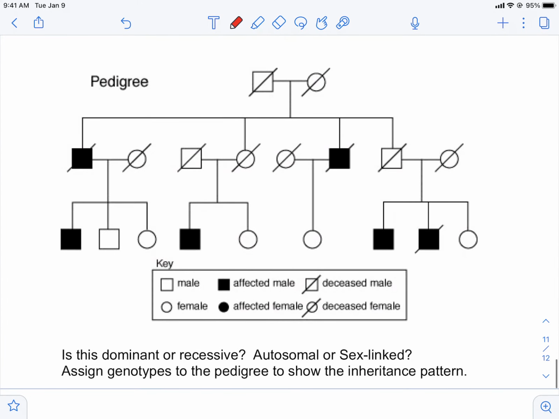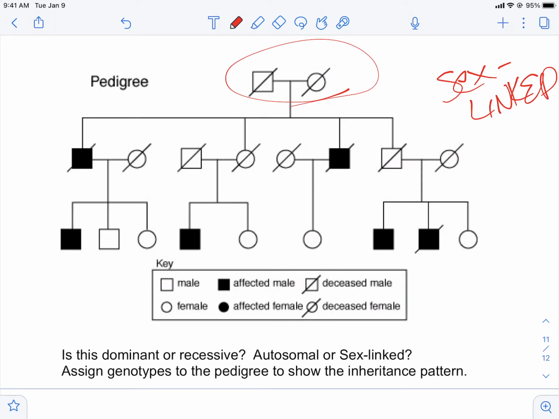So now let's do a pedigree. If you're dealing with a pedigree, first check, is it sex-linked or not? If it's sex-linked, you're going to see more guys than females or more females than guys. There's no females colored in, so this is sex-linked. The next thing is, is it recessive or is it dominant? Nobody's affected up here, so this is recessive. So it's a sex-linked recessive trait.